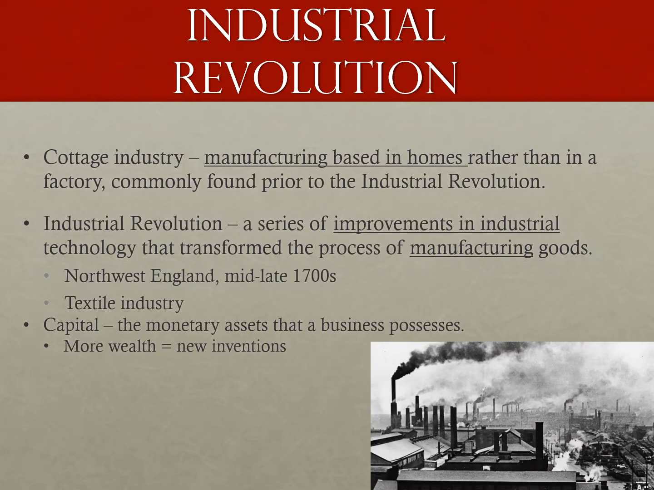There were two major developments that helped to accelerate the Industrial Revolution. The first was greater access to capital. Capital is the monetary assets that a business possesses. Basically, capital is another term for money or assets that a company can purchase, like raw goods or machinery. Much of the capital at this time was generated by England's dominant position in global trade, as well as from the raw materials that it gathered from its colonies.